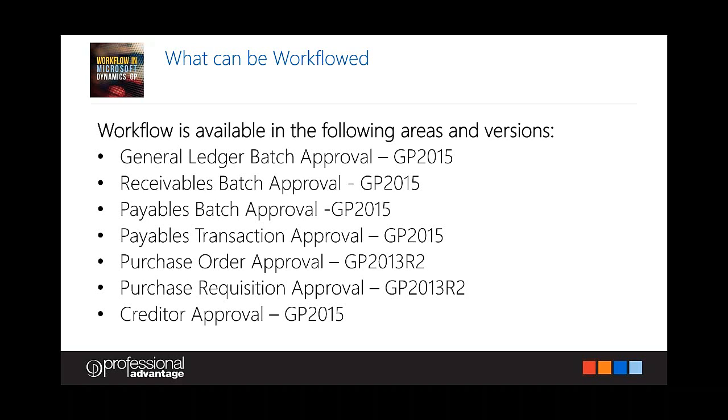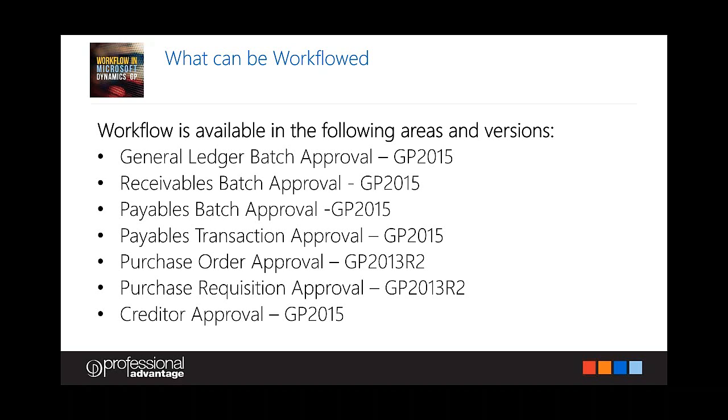Okay, as Michael said, welcome. So today I'll just be going through workflow and what that means. Workflow is available in the following areas, and depending upon what version you're on depends what functionality is available. So we've got General Ledger Batch Approval, Receivables Batch Approval, Payables Batch Approval, Payables Transaction Approval, Purchase Order Approval, Purchase Requisition Approval, Creditor Approval. There are some timesheet approvals as well if you're on Project.